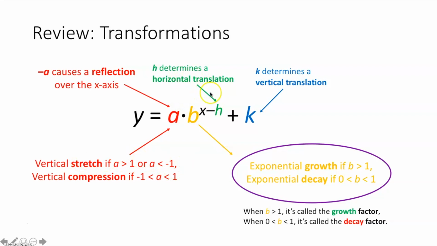Your h value determines whether you shift the graph to the left or right. Your k value determines whether you shift the graph up or down, and your b value determines whether the graph is exponential growth or decay, just like we talked about. When b is greater than 1 and it causes exponential growth, your b value is going to be called your growth factor. Okay, when b is between 0 and 1 and causes exponential decay, it's going to be called a decay factor, just so you know that for today.